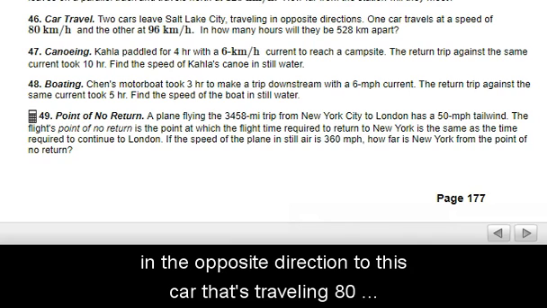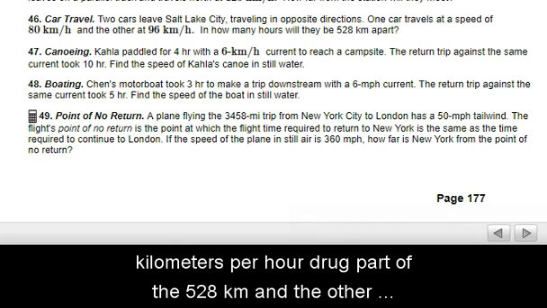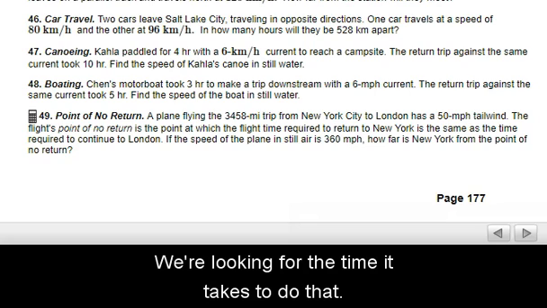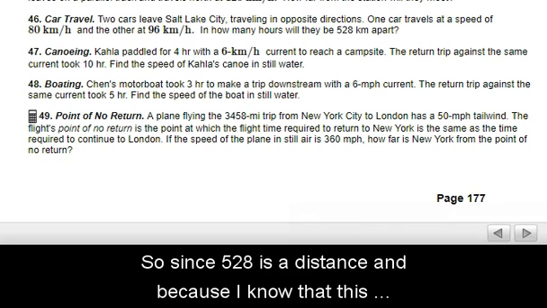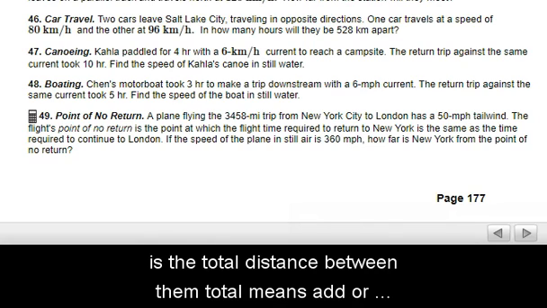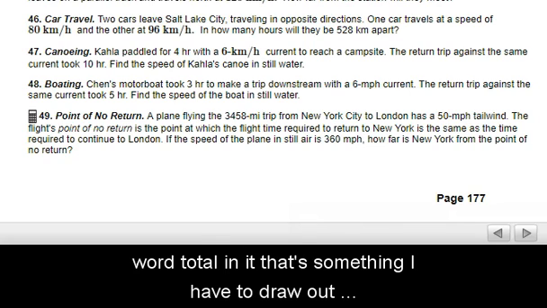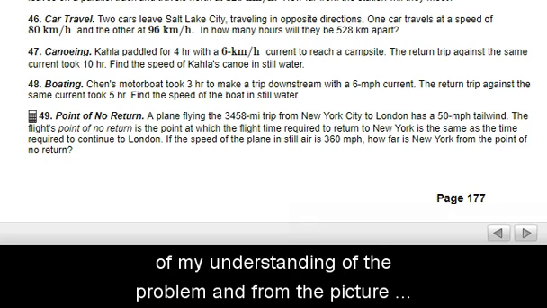So this car that's traveling 80 kilometers per hour drove part of the 528 kilometers, and the other car drove the rest of the 528 kilometers. But we're looking for the time it takes to do that. So since 528 is a distance, and because I know that this is the total distance between them, total means add. Now you'll notice that the word problem itself didn't have the word total in it.